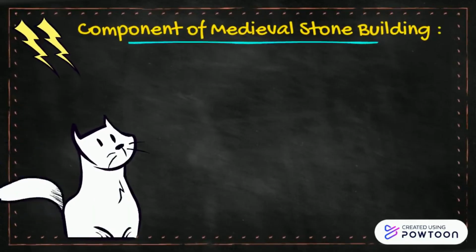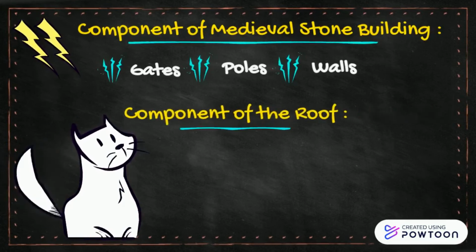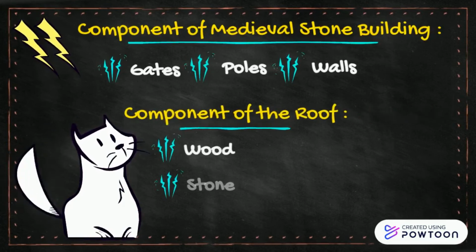The components of medieval stone buildings consist of gates, poles, and walls, while the roof is made from wood and stone.